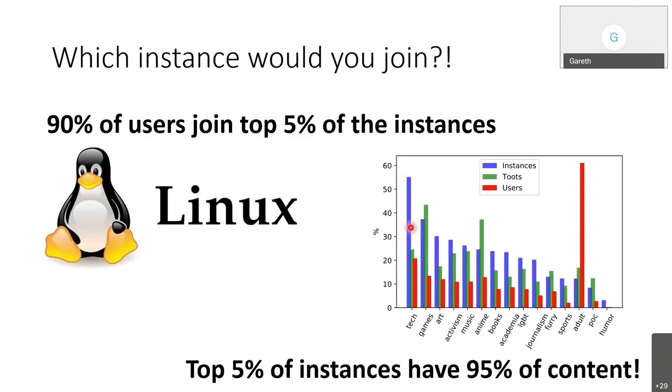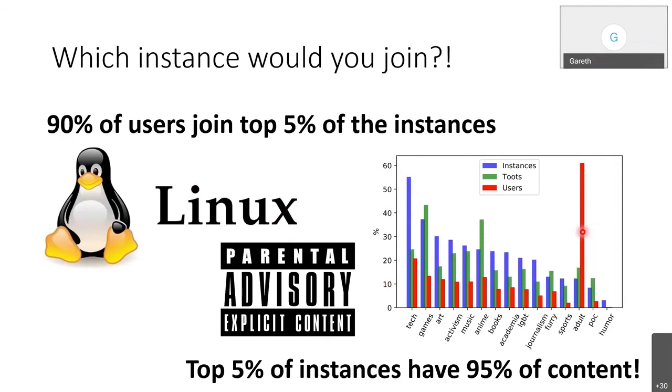So this blue bar here represents the fraction of instances in the global network. You see that over half of them are all about technology. But there's an elephant in the room here, because we have this red bar over here, and the red bar represents the fraction of users in the system. And actually what we find is that the vast majority, almost 60% of all the users, are subscribing to essentially adult content platforms. So instances that are dedicated to sharing adult material. And again, this pushes the idea of how this is not such a decentralized system in practice, because the topical interests of people are really driving the trends here.